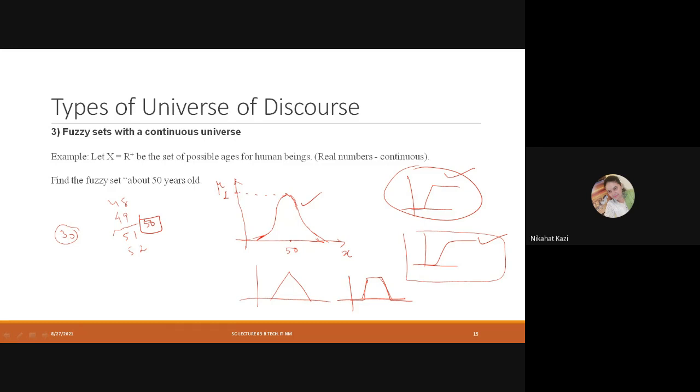Yes, ma'am. When I say about 50 years old, it should also logically make sense in this case. It should make sense logically. Okay. It can be this. This is correct. This is correct. This is correct. But these two are not correct in this sense. Are you getting the crux of it? Because look at the statement. The statement is about 50 years old.